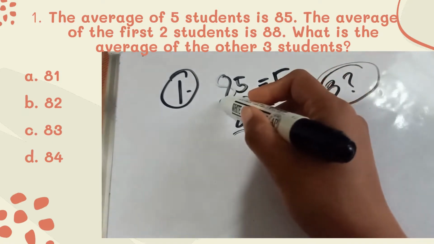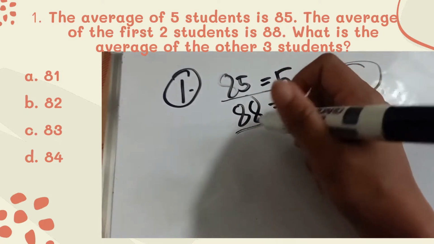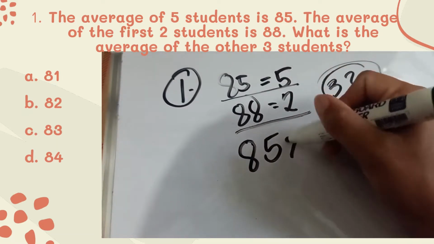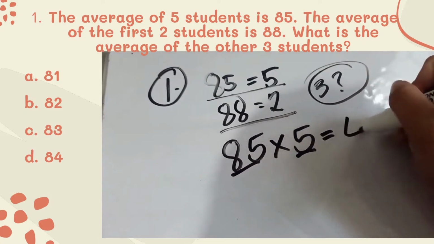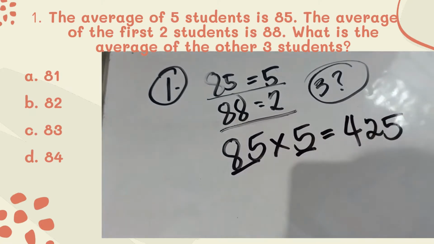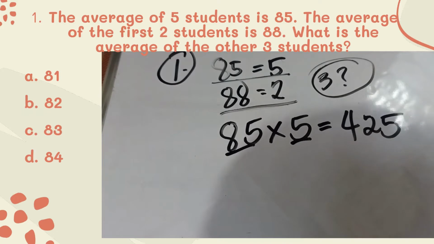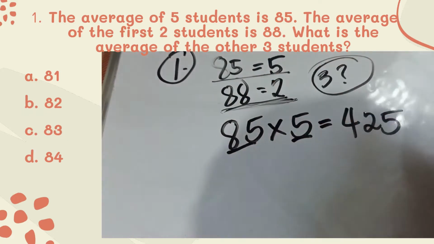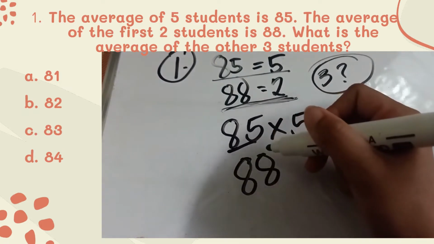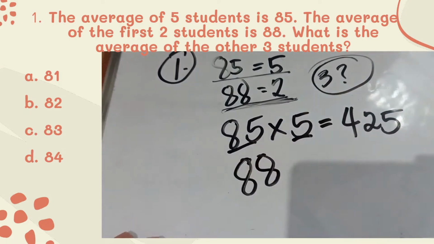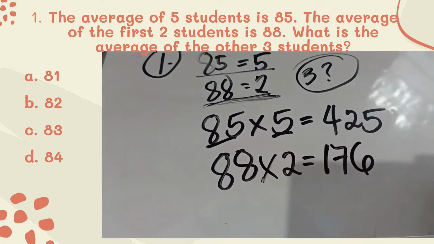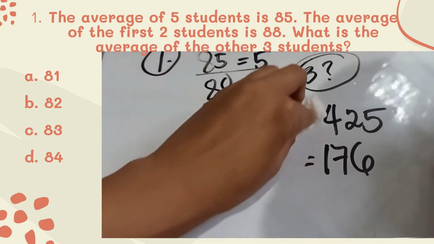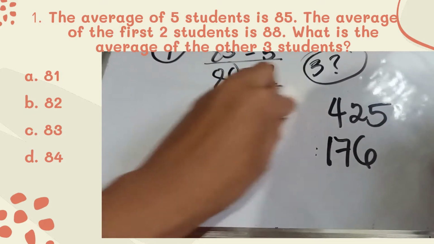So, ang una natin gagawin dito, let us use the first given, which is we have to multiply 85 by 5. Kasi ito yung average nila, ito yung number, total number of students. So, ang sagot nito is 425. Alright? And next na gagawin naman natin is, kunin natin itong ikalawang given, the average of the first 2 students is 88 multiplied by 2 is equals to 176.